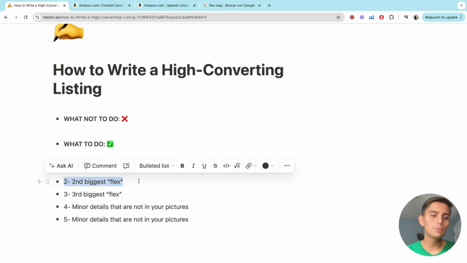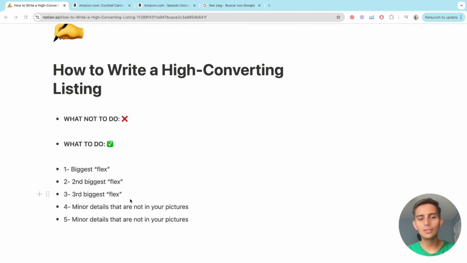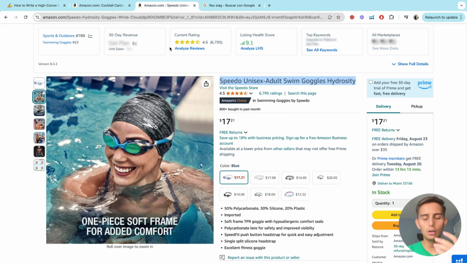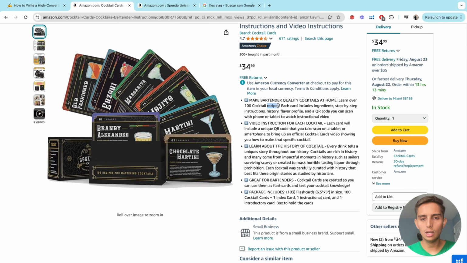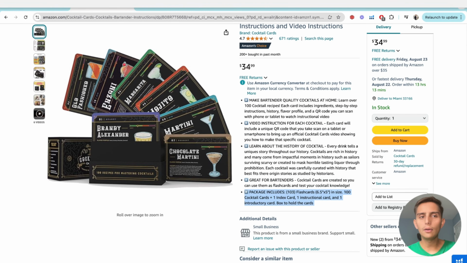And then this is pretty much how it goes. Second bullet point, really easy, really straight up: second biggest flex. Now the third bullet point is going to be your third biggest flex. As easy as that sounds, it might sound dumb, but this is exactly how I structure my bullet points, my listing, my descriptions. We usually have 5 bullet points here, just like this one: 1, 2, 3, 4, and 5.